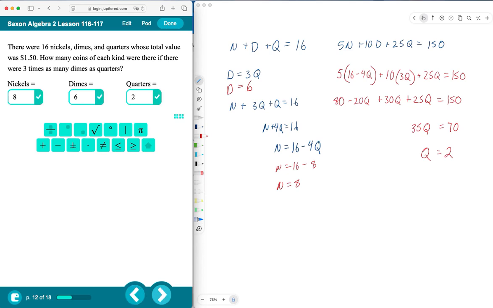Another way you can check your work is to multiply and make sure you get $1.50. So 6 dimes would be 60 cents, 8 nickels would be 40 cents, and 2 quarters would be 50 cents. That's $1.50, and that's correct.